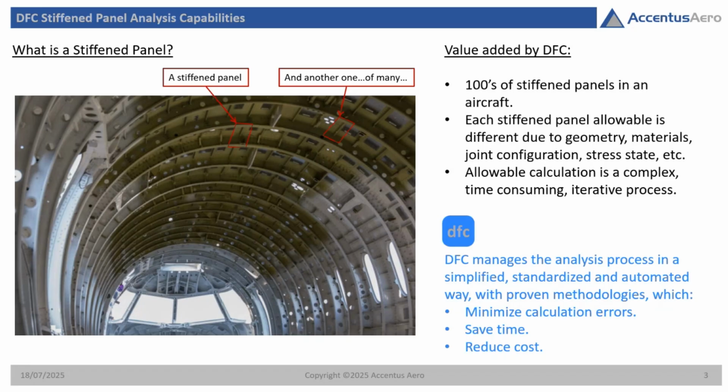The tricky thing here is that each stiffened panel allowable is different due to geometry, materials, joint configuration, and the stress state in the stiffened panel, and the allowable calculation is a complex, time-consuming iterative process. So again, with DFC, what we try to do is standardize and automate this whole process with proven methodologies, with the aim of minimizing calculation errors, saving time, and reducing the cost of the analysis.